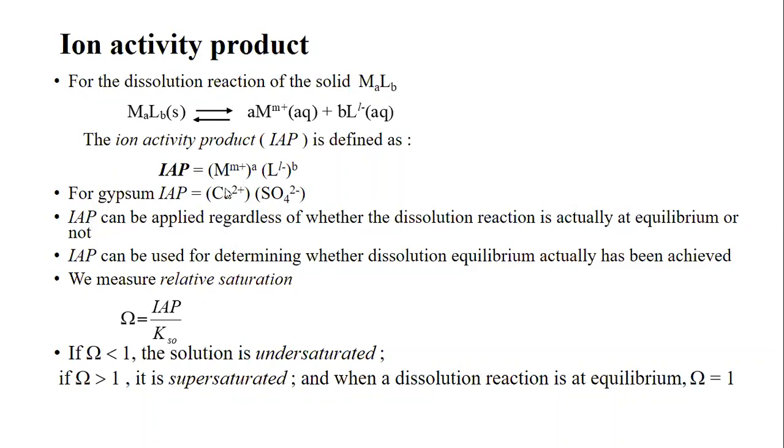You have to have the ions and the solid at the same time in the same system. You cannot have ions alone without solid and say, I have equilibrium. No way. But you can have the ions and not have the solid compound. What does that mean? That's why we use the IAP. It can be applied regardless. That means whether you have equilibrium or not, I can calculate this.